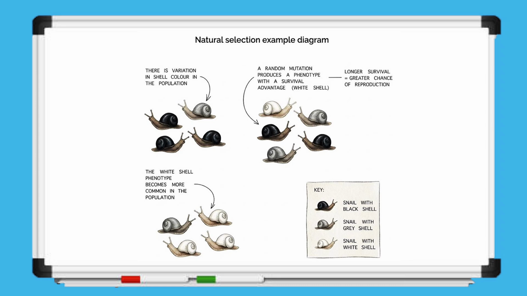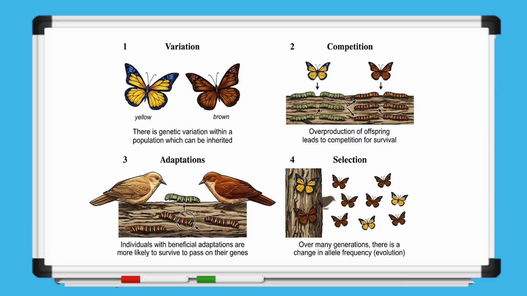As they pass on the allele for white shell color to their offspring, the frequency of this trait increases in the population. Over time, the white shell phenotype becomes more common, while darker shell colors become less frequent due to higher predation. This process can be broken down into the key steps of natural selection.